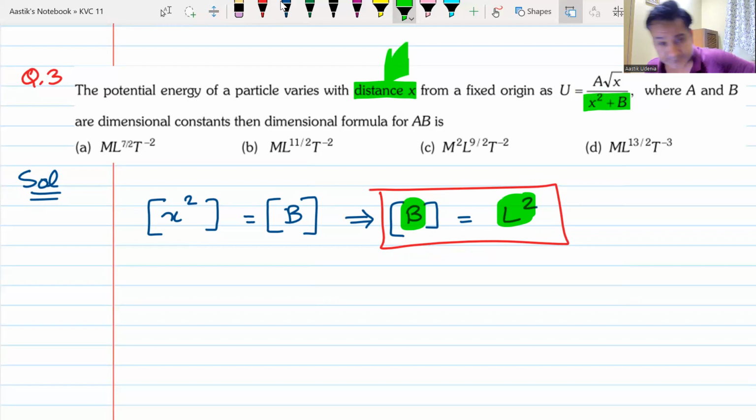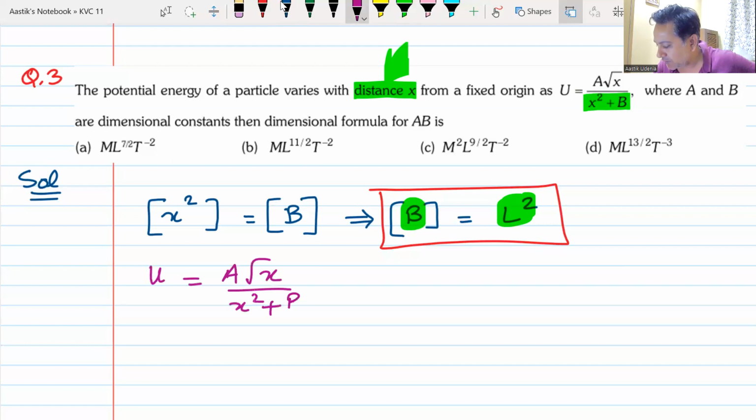Okay. Now we must look at the next part. Now we must look at what I have here. U, which is energy, will be equal to A into root x divided by x square plus b. We already know that U, the yellow one, is energy. So we know the dimension of energy. What is the dimension of U, beta? Tell me. ML square T power minus 2. ML square T raised to the power minus 2.